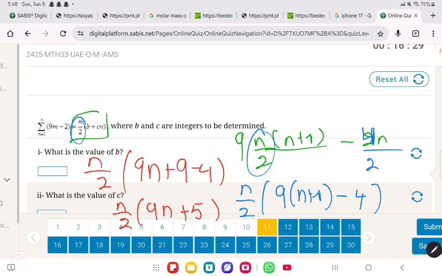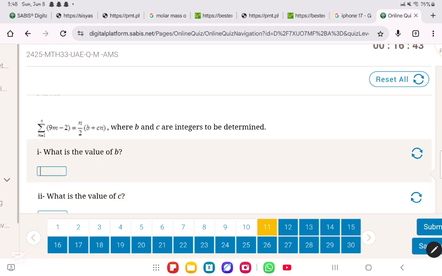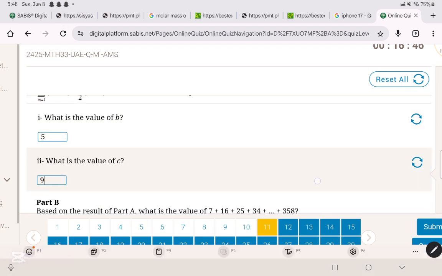If you guys want, I know you cannot message me right now, but I will do the other way, okay? So we found what our equation looks like. The value of b, which does not have n next to it, is 5, and the value of c, which has n next to it, is 9. So this is 5, and this is 9.